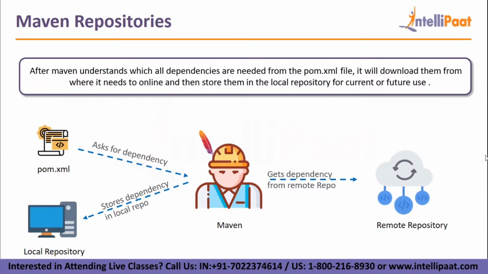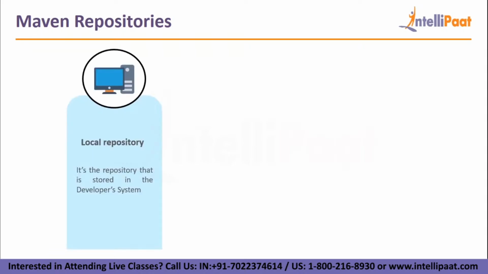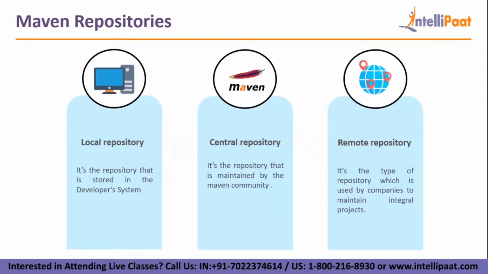We do not need to access the remote repository again. This increases the availability of the dependency, and it also increases the efficiency of the building of the project. Now, there are three types of repository that Maven uses: local repository, central repository, and remote repository. Local repository is the repository that is stored in the developer's system. Central repository is the repository that is maintained by the Maven community. And remote repository is the type of repository which is used by companies to maintain integral projects.